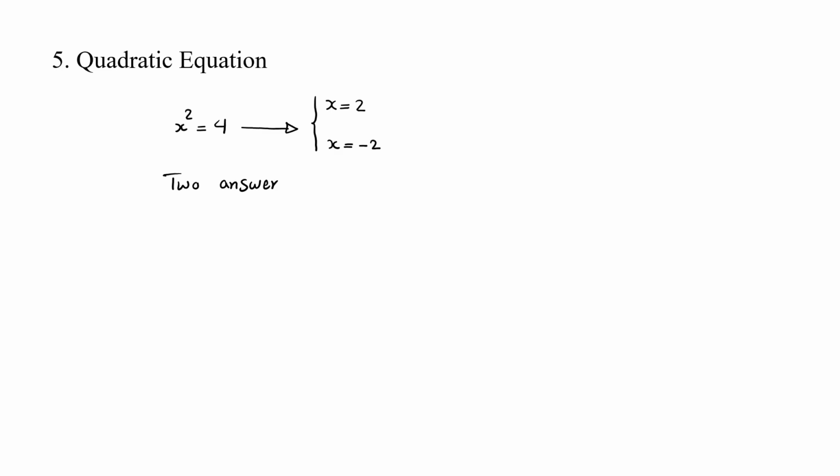for the quadratic. If I change the question to x squared equals, for example, 5, then the answers are x equals square root of 5 and x equals negative root 5. Again, 2 answers. That's it.